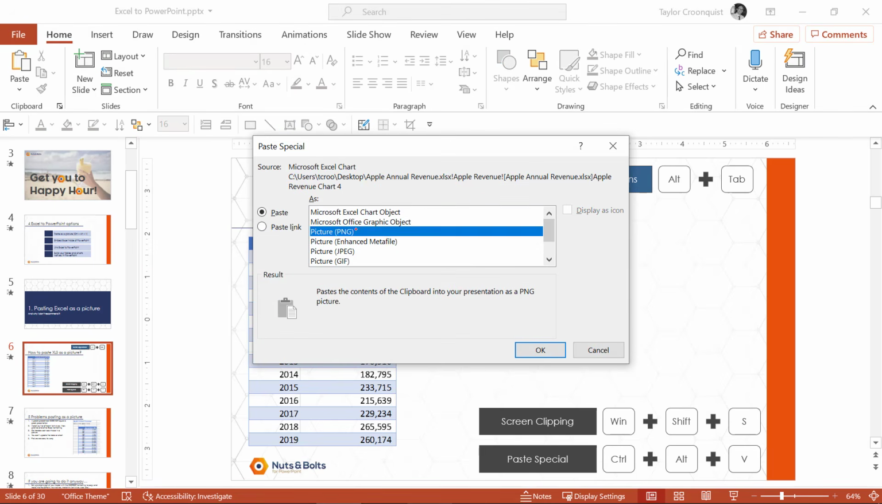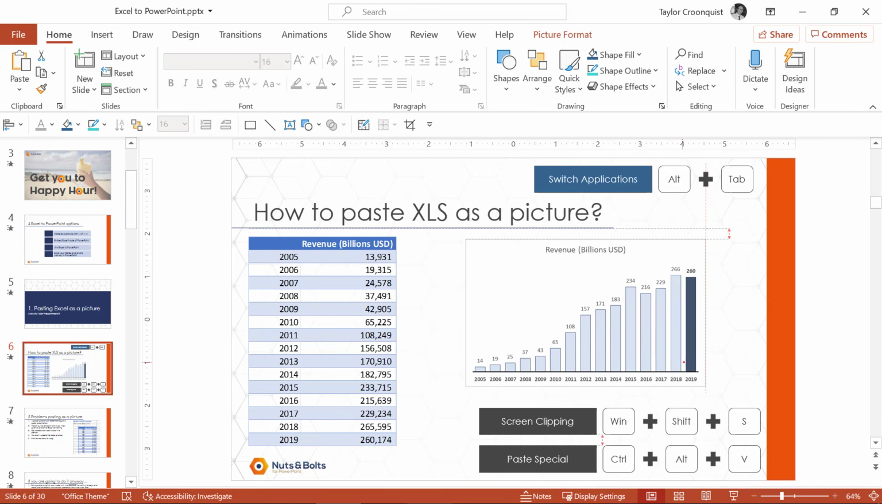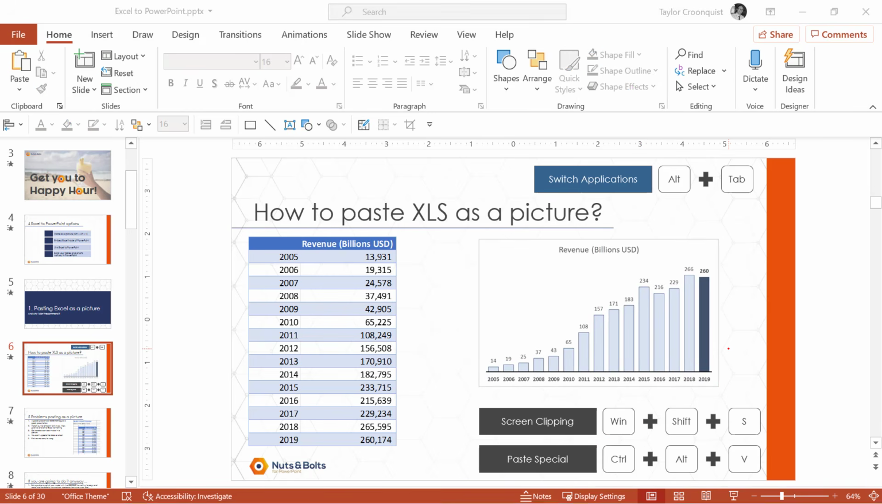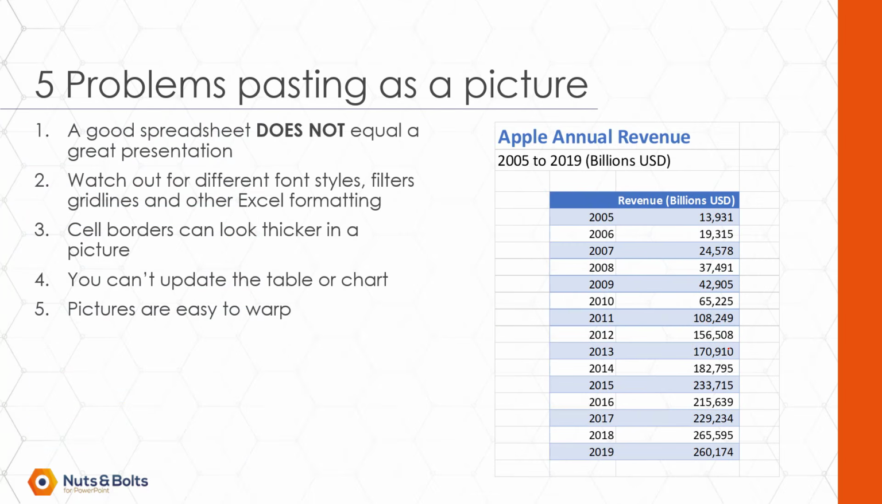This time, because it's a chart, I get the PNG, JPEG, GIF. I'm just going to choose PNG because it's higher quality, high resolution, and you can see a picture of my Excel chart now here in PowerPoint. Now, that's how to do it, but there's 5 problems when pasting as a picture.